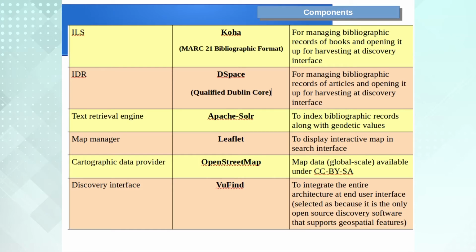For the map manager or map display, we are using Leaflet, a JavaScript library, to act as an interface between the textual search and the visual display of the map. As for where we are getting the map, OpenStreetMap is available under the ODbL, the Open Database License, which we can utilize in place of Google Maps. Google Maps is licensed, but OpenStreetMap is available openly, and for the discovery interface we are using VuFind.